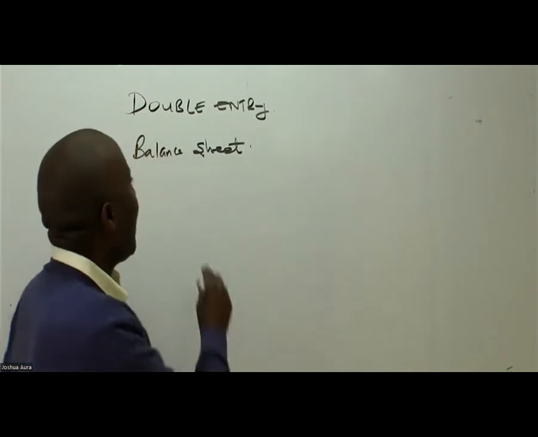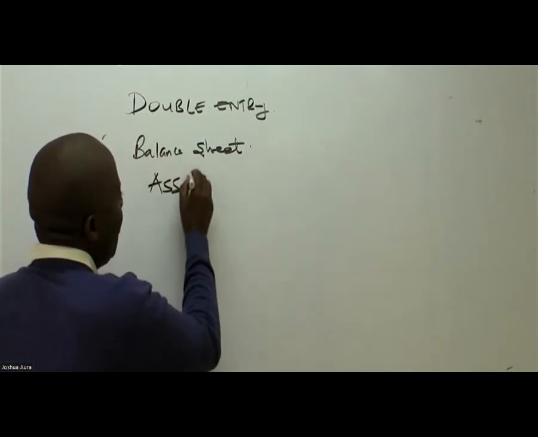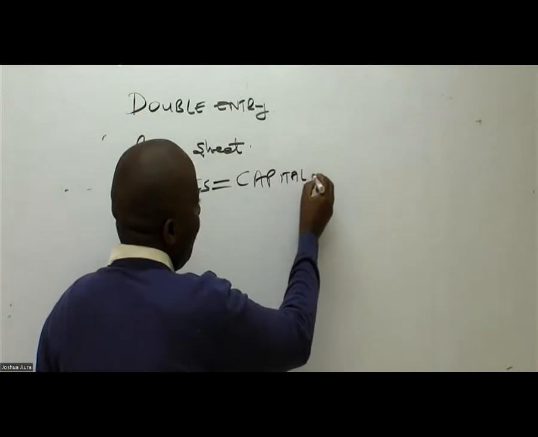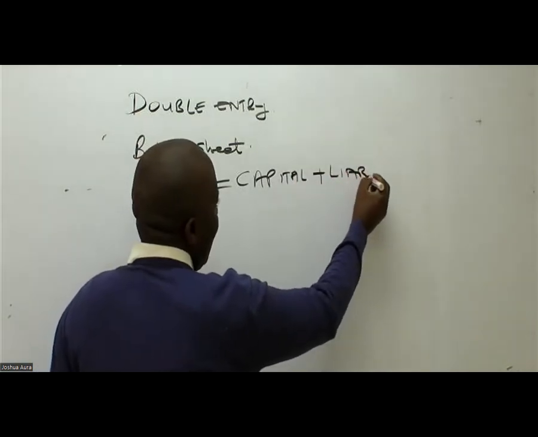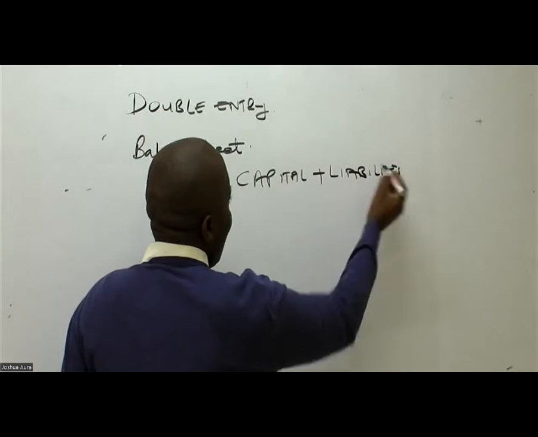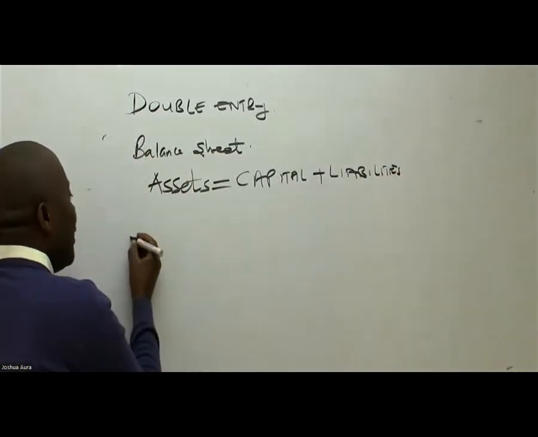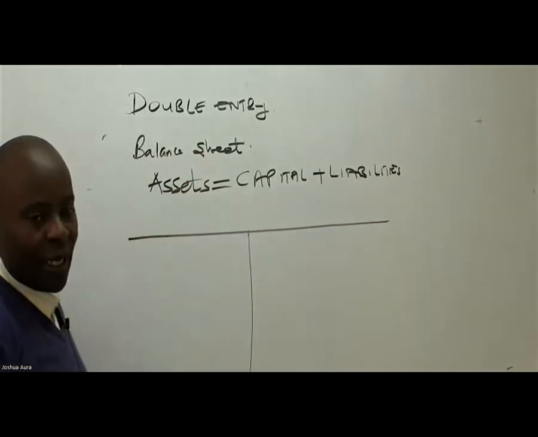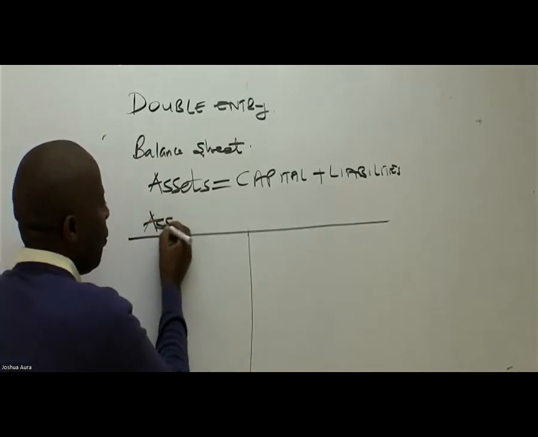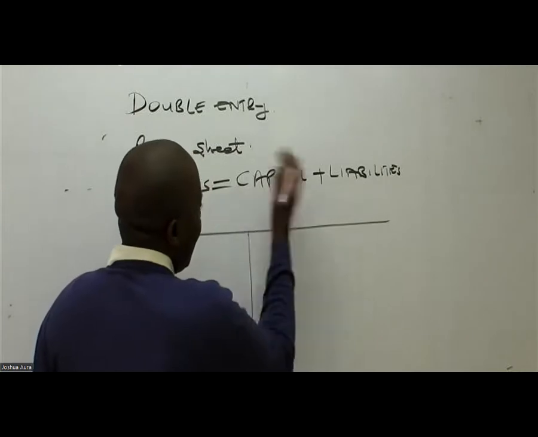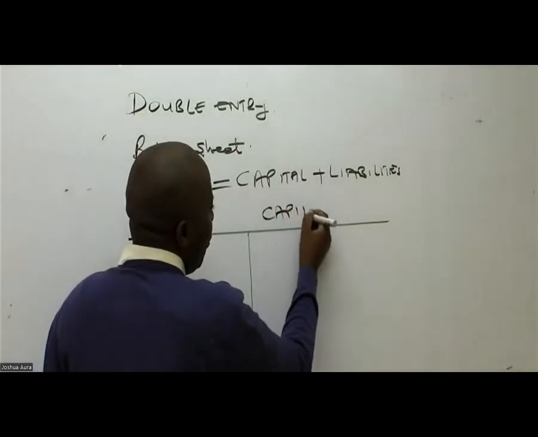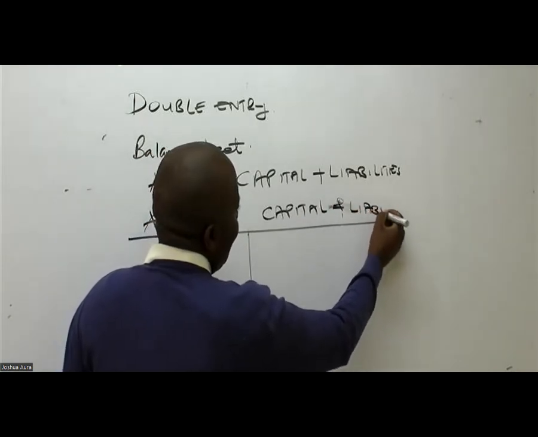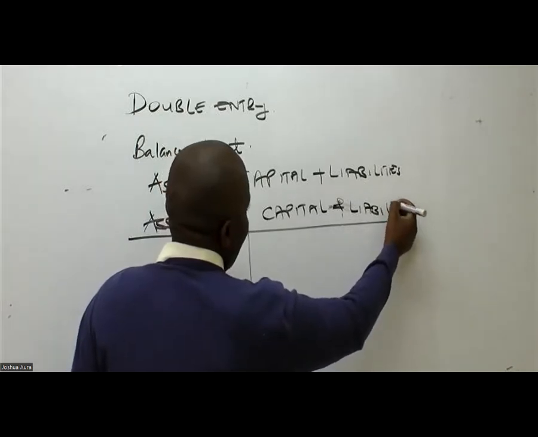Under the accounting equation, and even right now we talk of this every time, assets must always be equal to capital plus liabilities. And if you remember, the old balance sheet used to be in T format like this. We had assets on one side, and on the other side, to balance our equation, we had capital and liabilities.